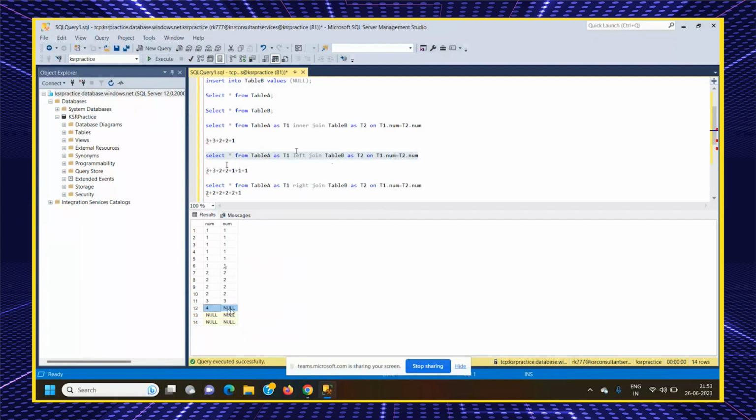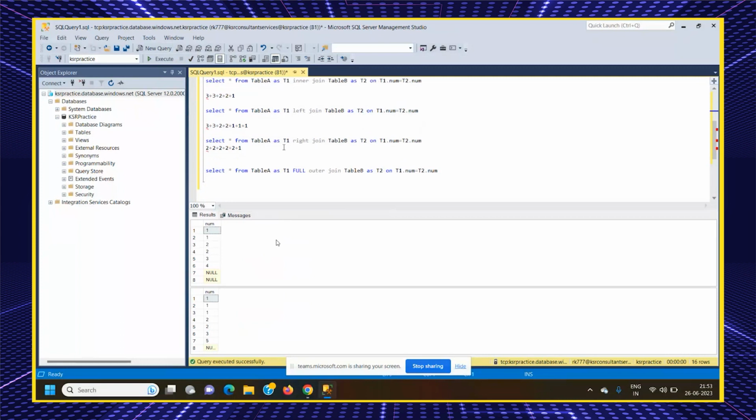So how does a right join look like here? Let's see what the records are. In case of right join, for every record in table B, we will see the columns present in table B, the table towards the right. So for every 1 here, we have 2 similar records. So 2. For again 1, we have 2 similar records. So 2. Again 1, we have 2 similar records, 2. So in case of 2, we have 2 similar records.